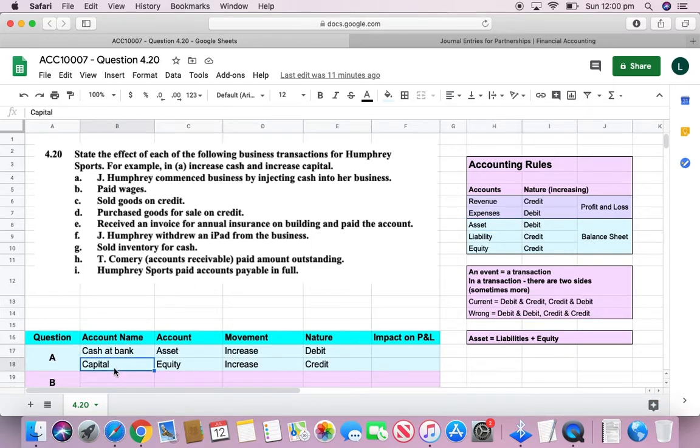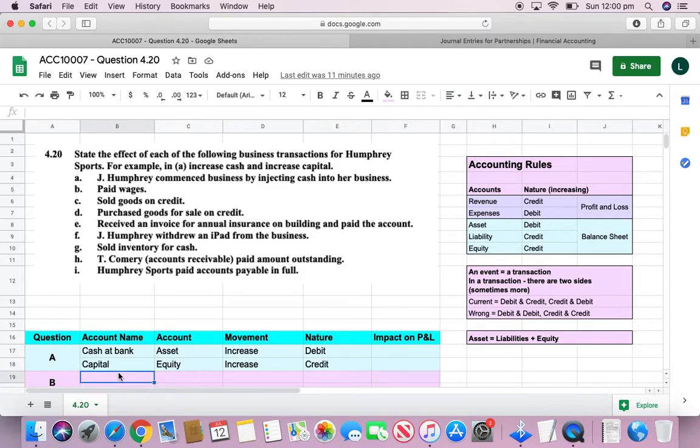J. Humphrey is putting money into the company, so that's actually capital is increasing. We've got capital, which is your equity, increasing, it's a credit. So you can see here, equity, credit. Impact on P&L, we've got no assets, revenue or expenses, then there's no impact on P&L.